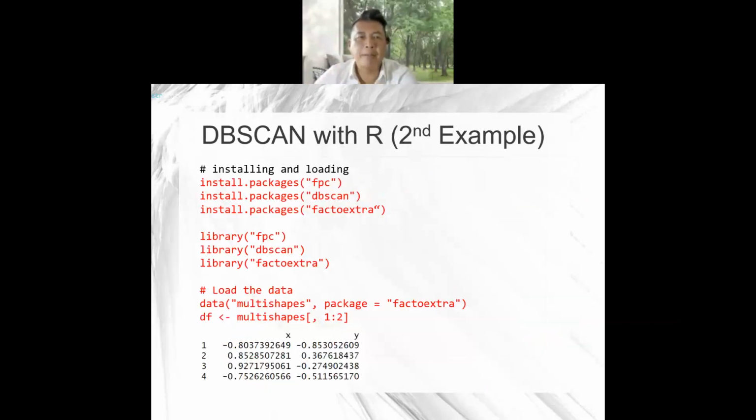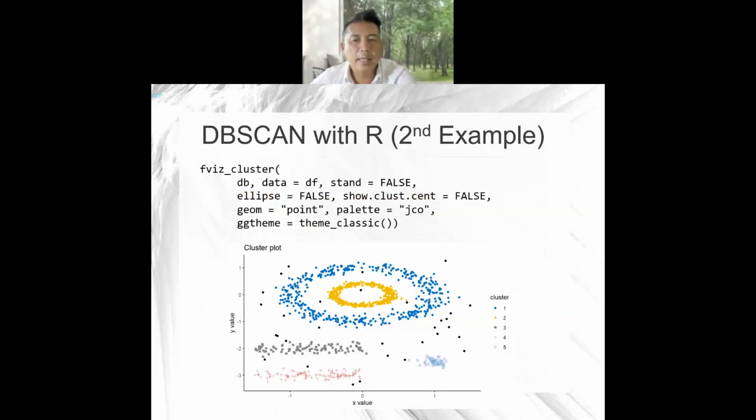Okay, so in the second example, we use this data set. Let me show you. This is the data set that we have. We have the round one, the green, the yellow one, and then the big round, the blue one. We have this, and then we have this, and so on. So basically, we have 5 clusters here. If you use DBSCAN, it will automatically tell you, okay, we have 5 clusters.